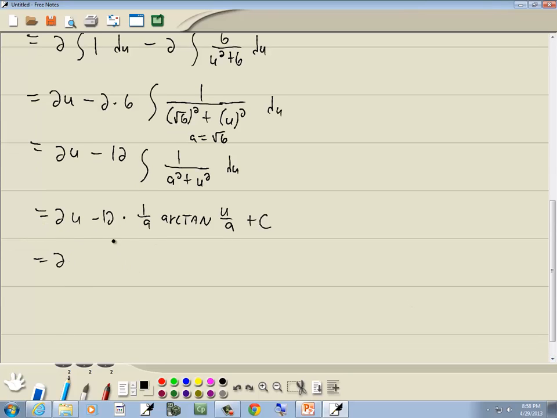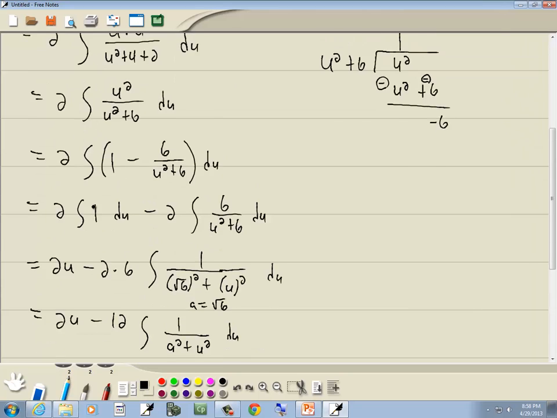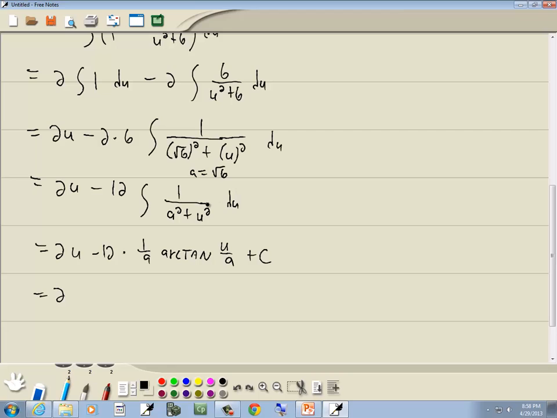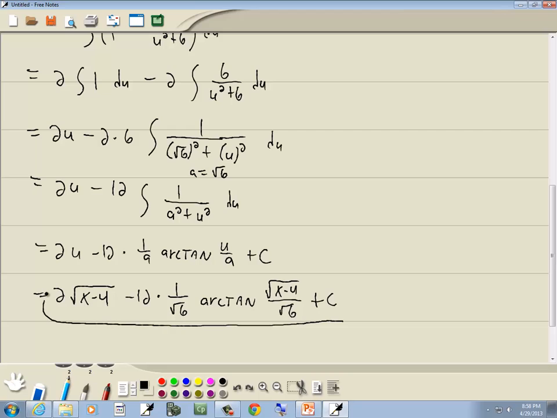Well, let's plug everything back in. I've forgotten what u was. If I go clear up here, u is equal to square root of x minus 4. So put in square root of x minus 4 for the u, minus 12 times 1 over a, and a was square root of 6, arctangent of u, which was square root of x minus 4, over a, which was square root of 6, plus c. Now I could multiply the top and bottom by square root of 6, get rid of that denominator, but that's basically our answer.